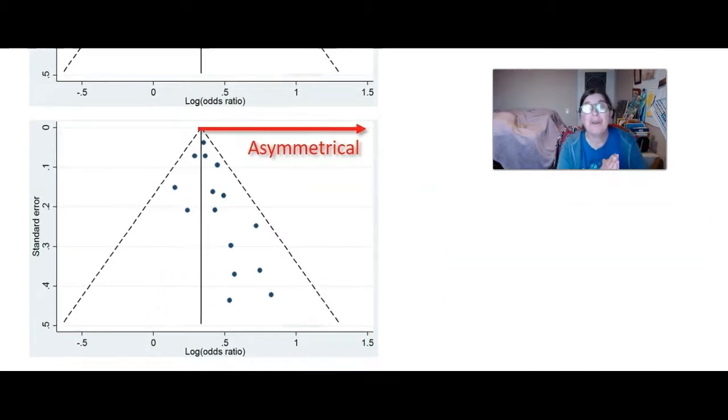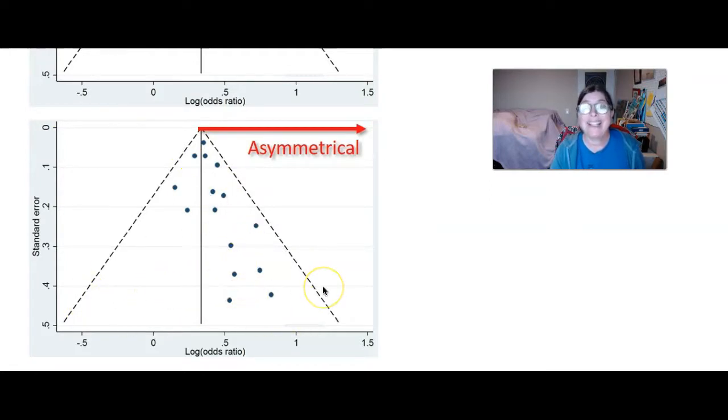So, in conclusion, when you're looking at the funnel plot of a meta-analysis, remember that each dot represents one study. Along the x-axis is the effect size. This vertical line here is located at the mean effect size, and up high on the y-axis are the large studies, down low on the y-axis are the small studies.